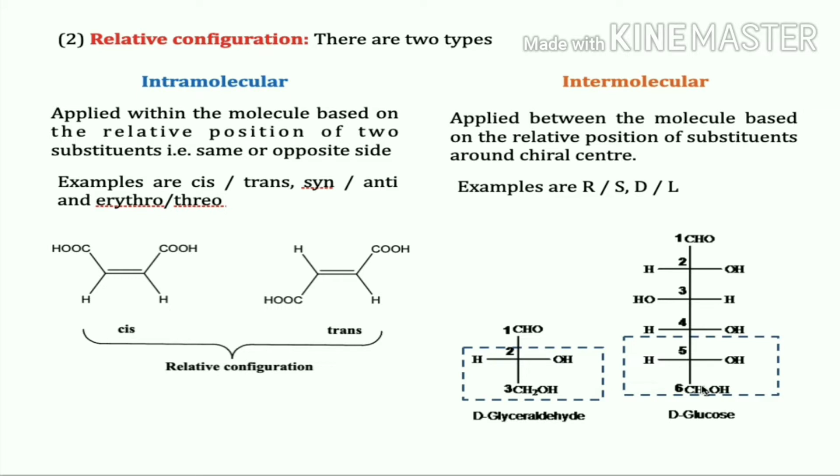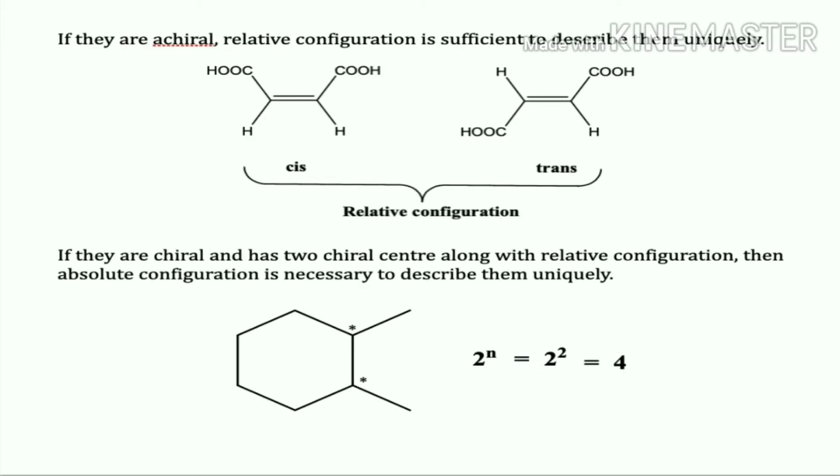R and S configuration also comes under relative configuration, even though it is an absolute configuration, because R and S are enantiomers. If there is an S enantiomer, obviously there should be an R enantiomer, so there is a comparison in relation to each other. That is called intermolecular relative configuration. So we know that two systems are available for assigning configuration, absolute and relative, and in relative we have intramolecular and intermolecular. Why we are discussing this, we will see next.